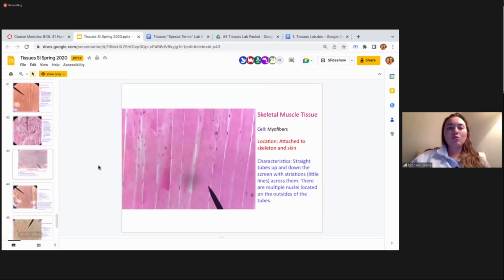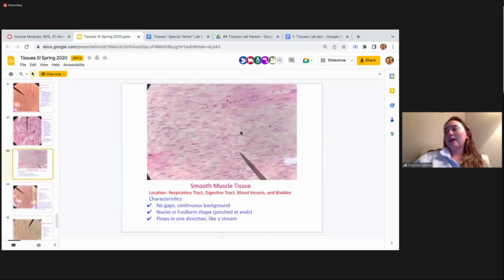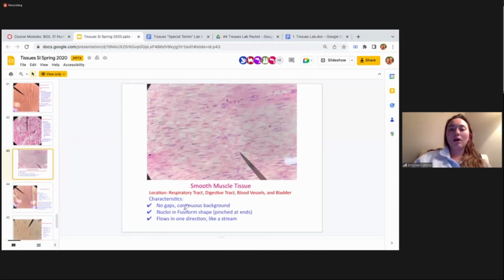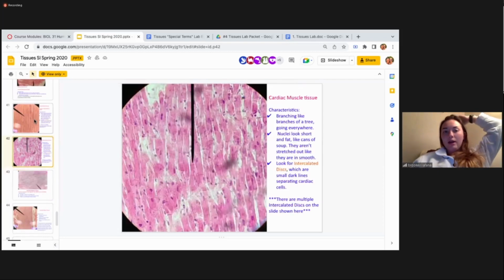And then in smooth muscle, which is something that cardiac gets confused for, the nuclei are very long and thin, and we call that fusiform, okay? So for smooth muscle, long and thin, fusiform is the name of that. Whereas in cardiac muscle, the shape of the nuclei is much shorter and fatter.